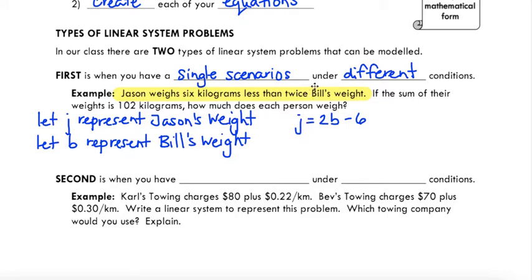So twice Bill's weight, less than. Less than means you're subtracting it from. So less than means subtraction. So I'm subtracting 6 kilograms from twice Bill's weight, and that's going to give me Jason's weight.